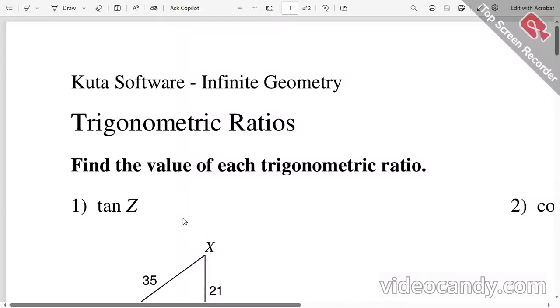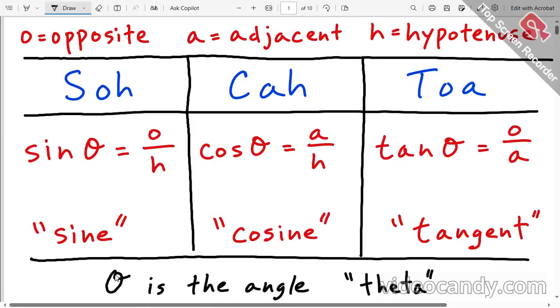This will be for the Kuta Software worksheet, trigonometric ratios. All right, so just some notes before we begin. These functions, sine, cosine, and tangent, are actually the ratios of the side lengths in a right triangle.